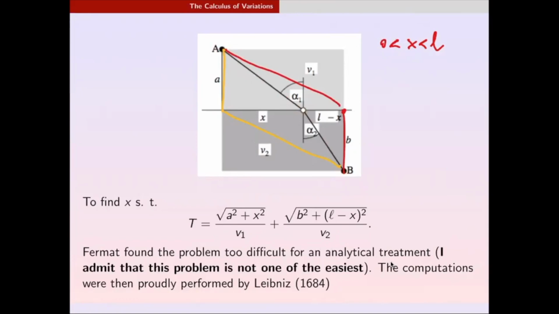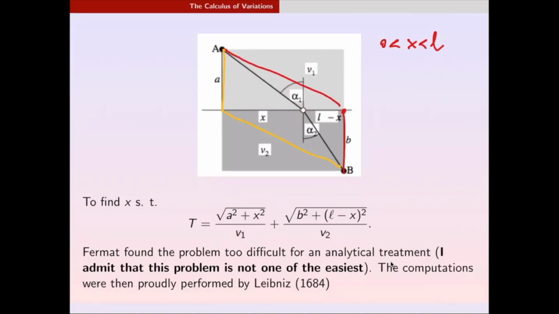But what is the travel time? The travel time of light from A to B, according to this broken line, is going to be the travel time in the upper medium plus the travel time in the southern medium. What is the travel time in the upper medium? The time needed to go from A to this crossing point is going to be the length of this hypotenuse divided by the velocity. But what is the length of this hypotenuse? According to the Pythagorean theorem, this is the square root of a squared plus x squared, divided by the velocity v1.